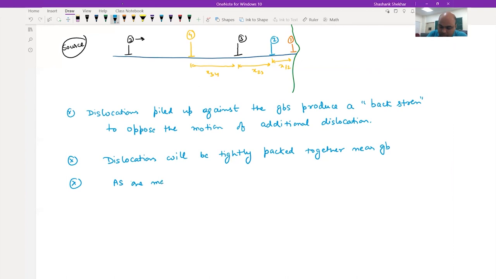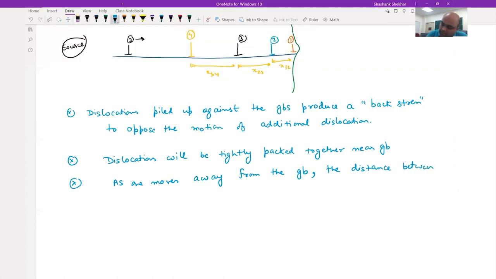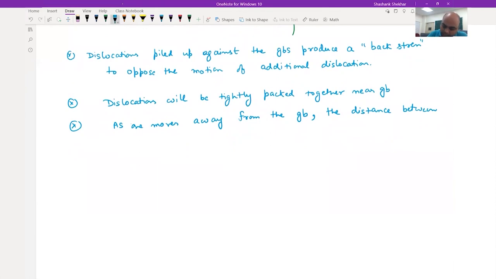As one moves away from the grain boundary, the distance between dislocations increases. Okay? That means they are widely spaced. Widely spaced, right? And this is happening towards the source.